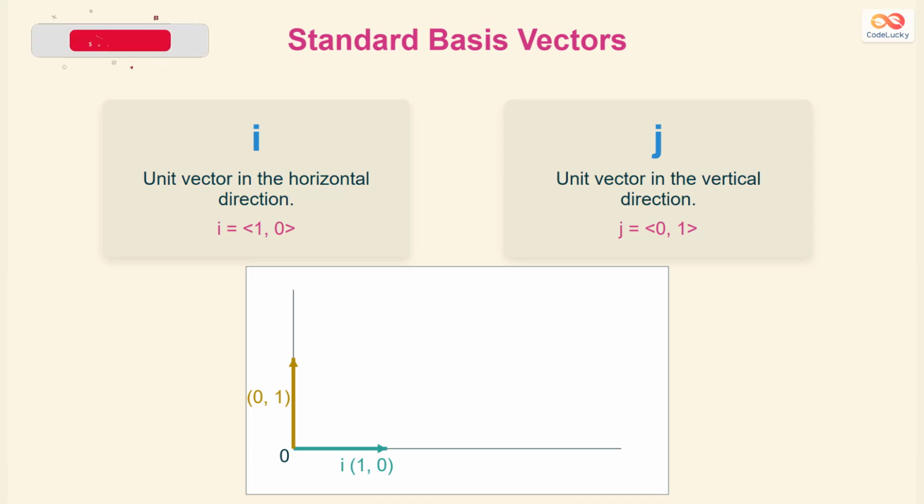There are two special unit vectors that act as the building blocks for all other vectors in 2D space. The vector i is a unit vector pointing one step to the right. The vector j is a unit vector pointing one step up. These are called the standard basis vectors.